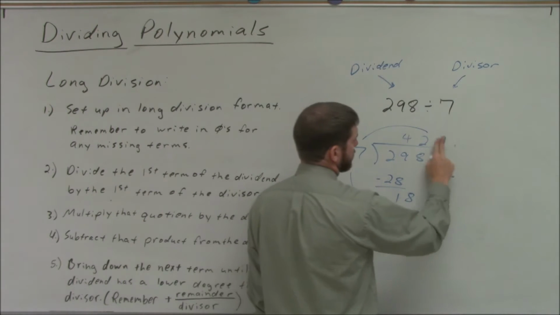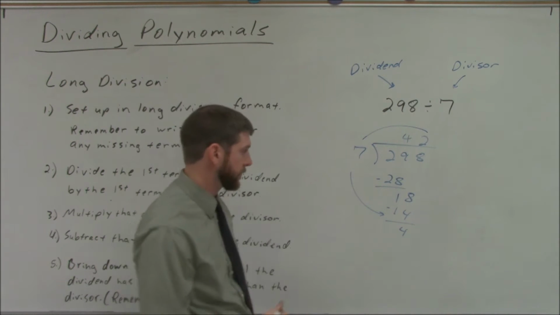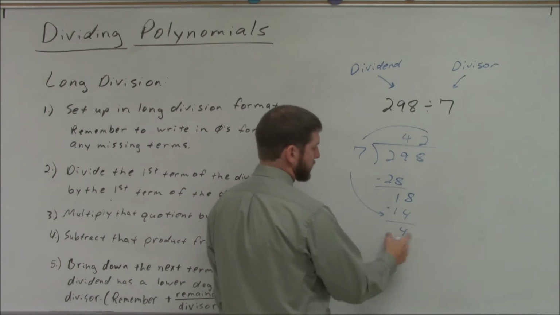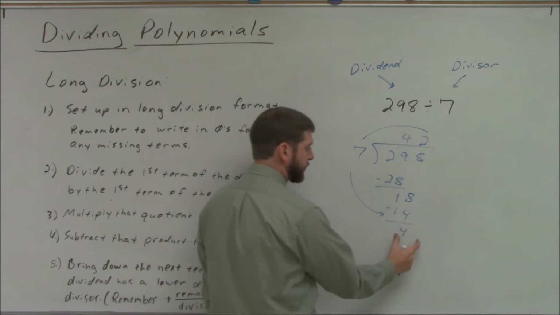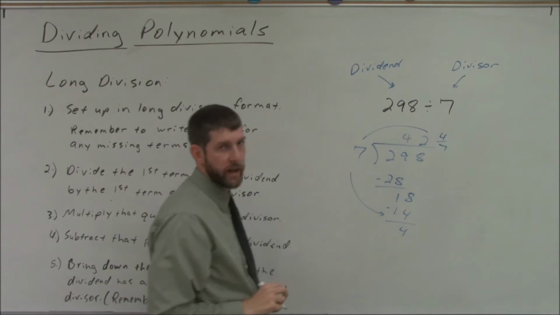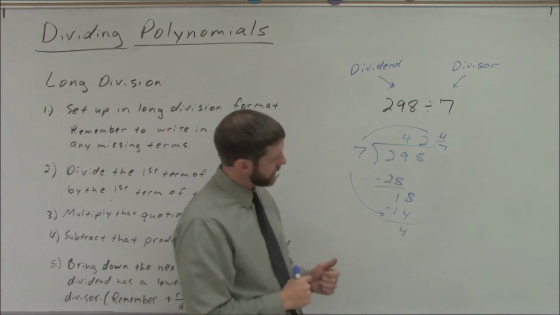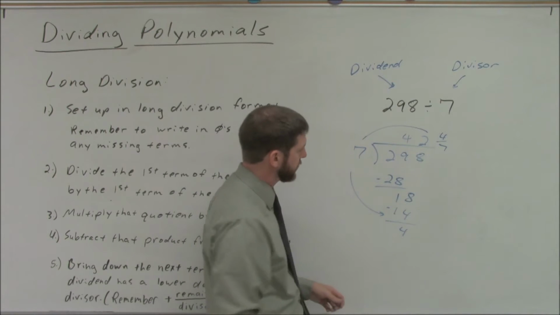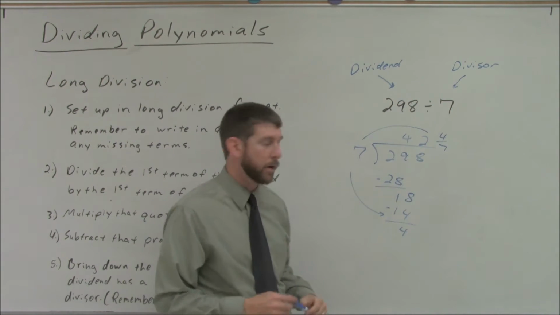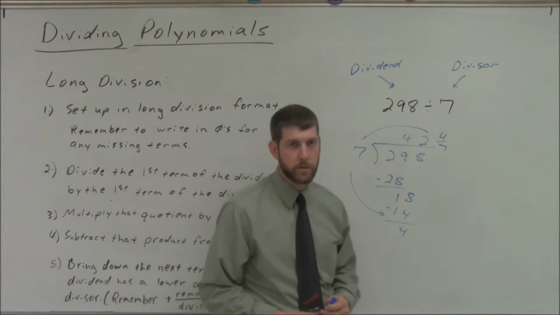In 6th grade, you learned about these wonderful things called fractions, maybe before 6th grade if you were lucky. And it wasn't a remainder of 4. It was 4 out of the 7 pieces that we had left over. So 298 divided by 7 by our long division is 42 with 4 out of 7 left over, or 4/7 remaining. That's long division with numbers.